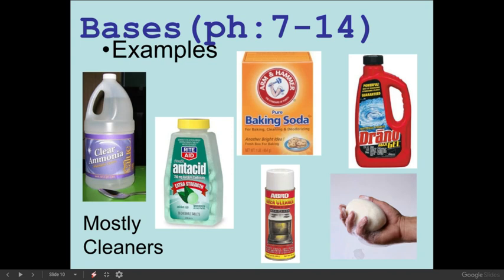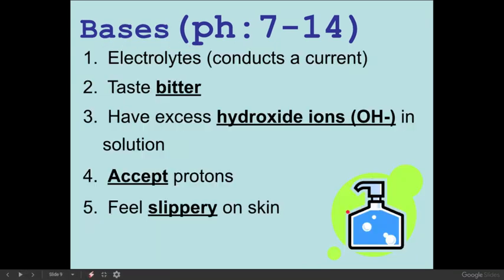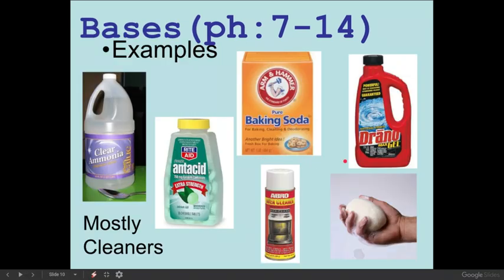Let's see. This is going to be oven cleaner. Oven cleaner is very slippery as well. It does have some chemicals in it to take away the grease from your oven. Drano, also very slippery, can get past clogs so that it can unclog your drain. Hair or gunk or grease or whatever, it can get through that. And of course, you know that bars of soap are slippery. So bases are mostly going to be cleaners, okay? And remember these as the examples that are around your house.